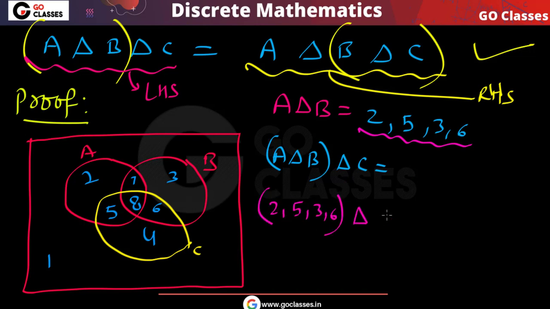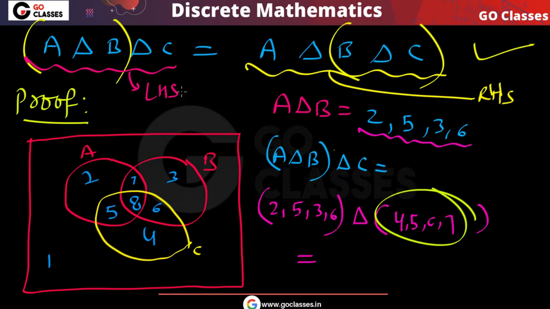This symmetric difference C. What is the area of C? Area of C is 4, 5, 6, 7. This is the area of C. So what is the symmetric difference of these two? 2, 3, 5, 6 and 4, 5, 6, 7. What is the symmetric difference? Symmetric difference means that area which is exactly in one of them. That area which is here but not here, or here but not here. So basically this symmetric difference means that area which is in exactly one of them.